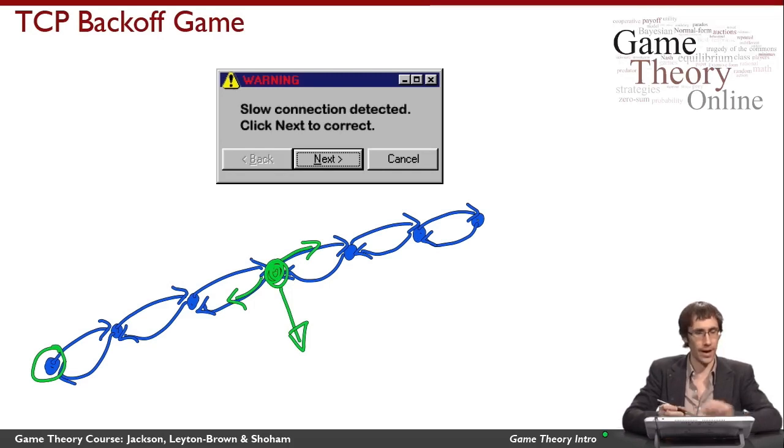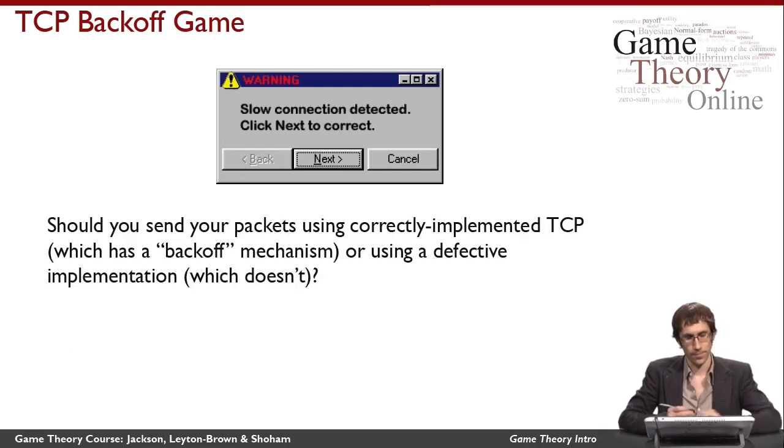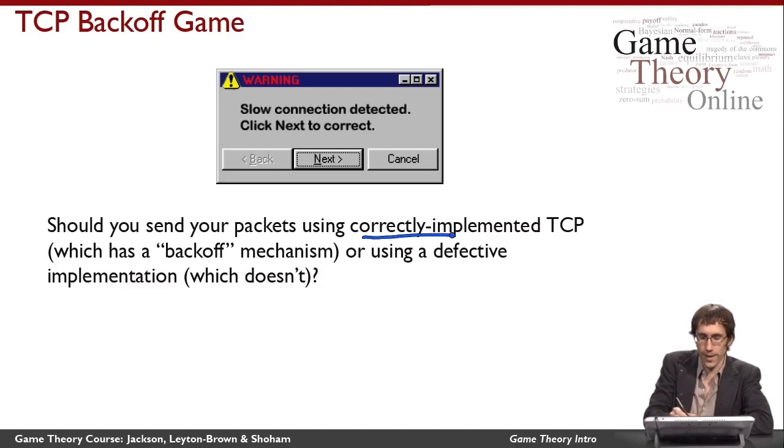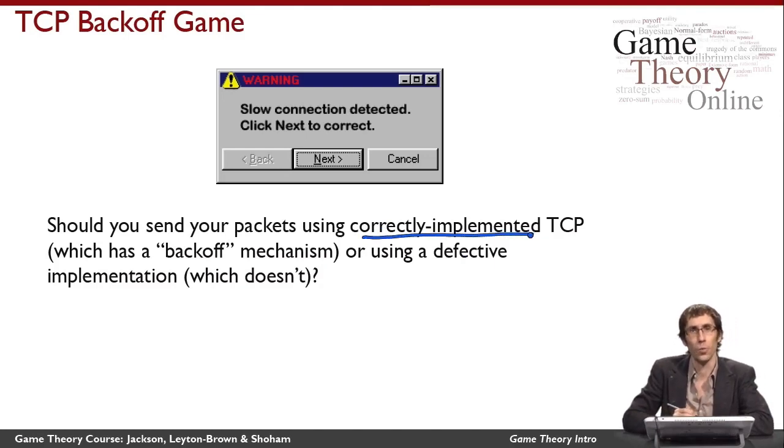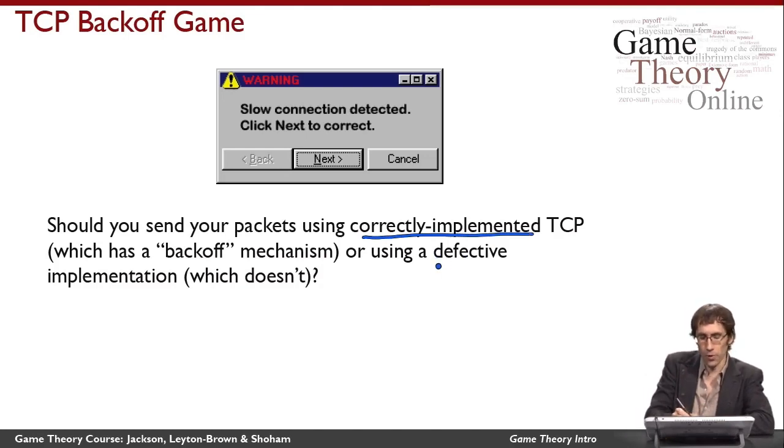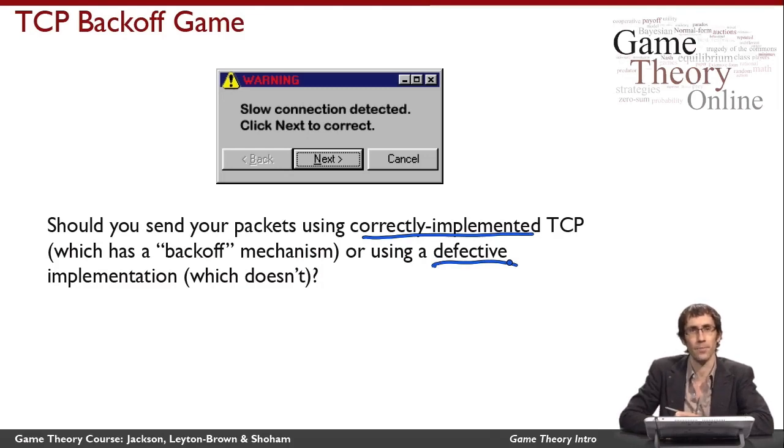OK, that's all you need to know about the backoff mechanism. I'd like to think about the strategic problem that you face in deciding whether to install this somewhat suspicious-looking piece of software. That is, should you send your packets on your network connection using a correctly implemented version of the TCP protocol, which does have the backoff mechanism inside it? Or should you run this program and instead use a defective implementation which disables the backoff mechanism and just blasts the network all the time without any concern for the congestion that it will cause other people or you?